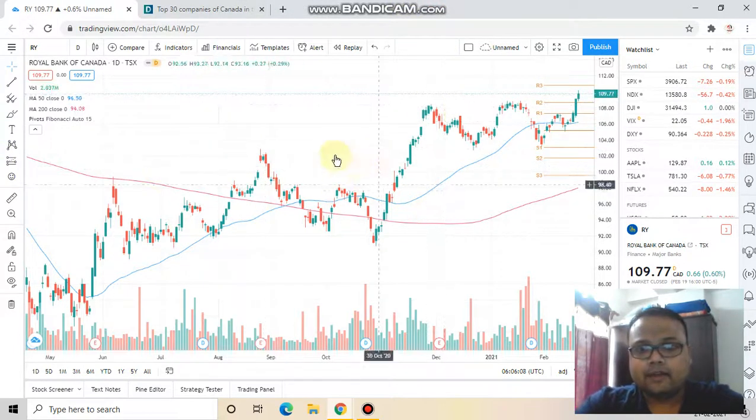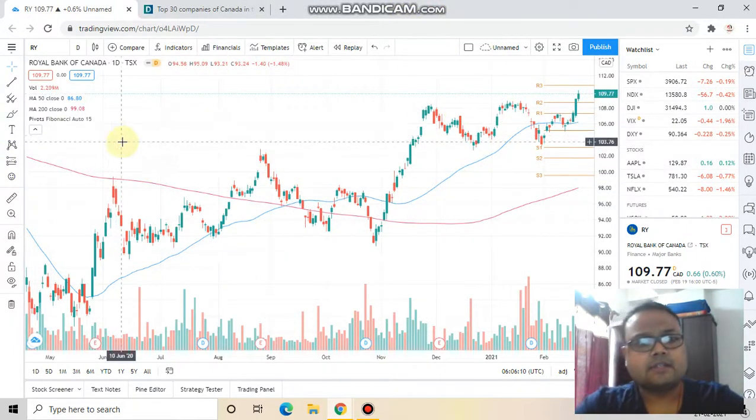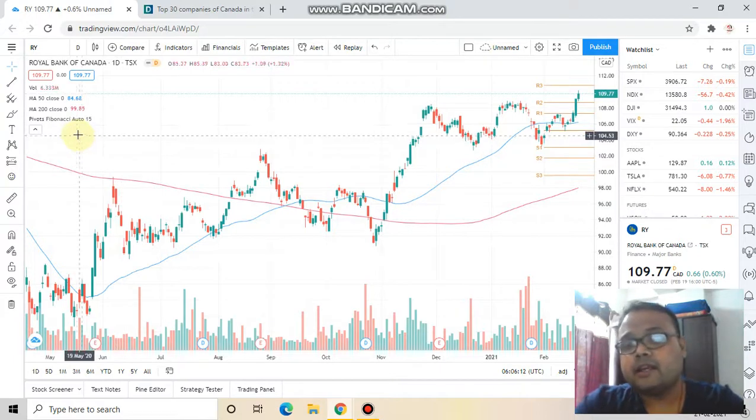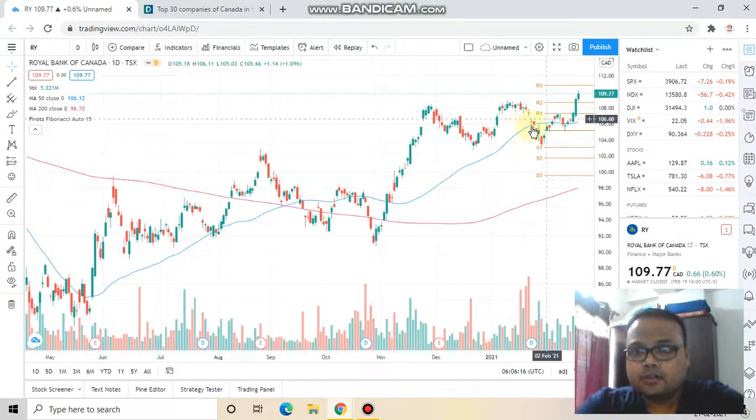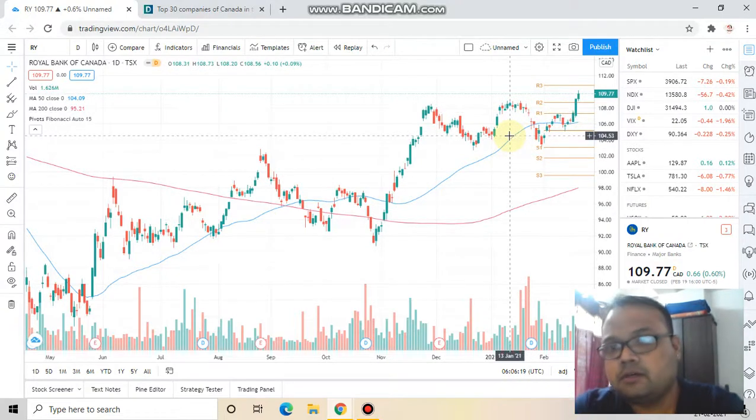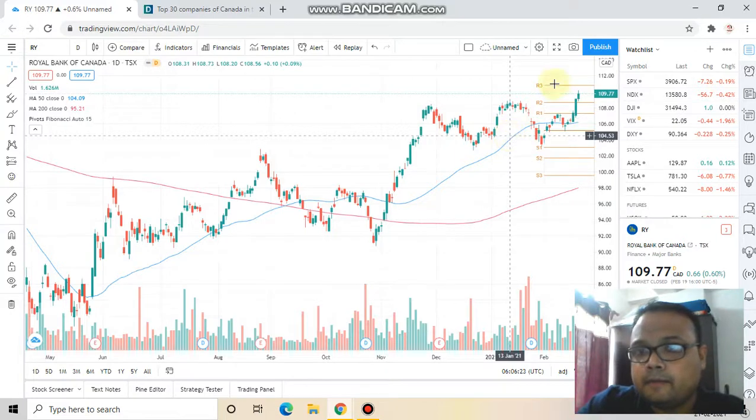On the screen I have the candlestick chart and I am using two moving averages, the 50 period moving average and the 200 period moving average. You can see that right now the stock is trading at 109.77.